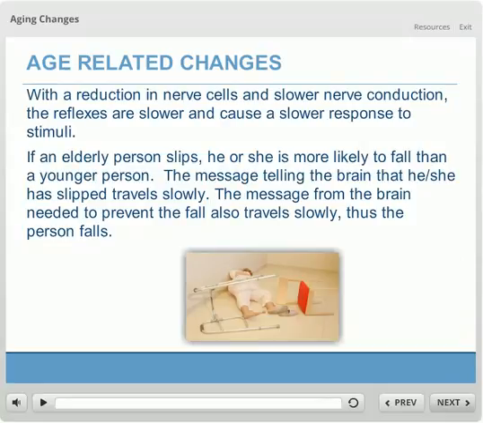Other age-related changes in the nervous system. With a reduction in nerve cells and slower nerve conduction, the reflexes are slower and cause a slower response to stimuli. If an elderly person slips, he or she is more likely to fall than a younger person. The message telling the brain that he or she has slipped travels slowly. The message from the brain needed to prevent the fall also travels slowly, thus the person falls.